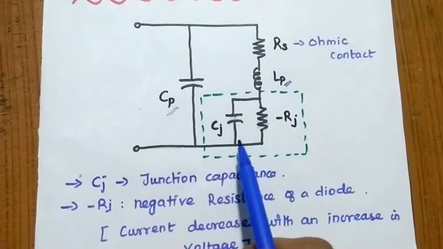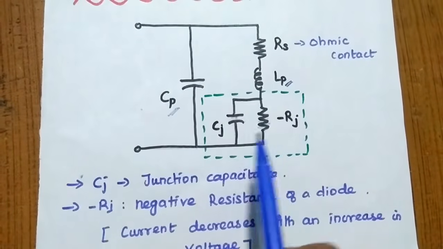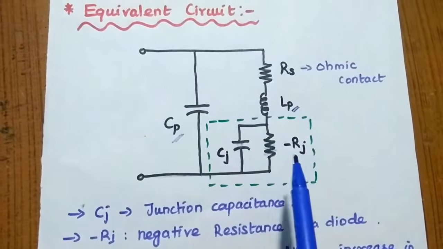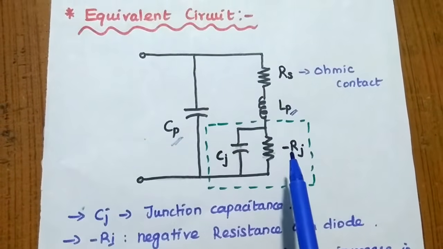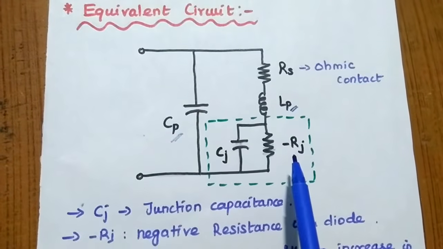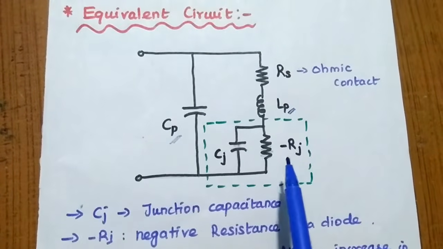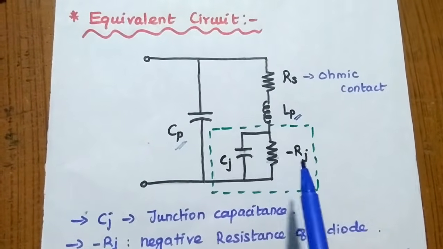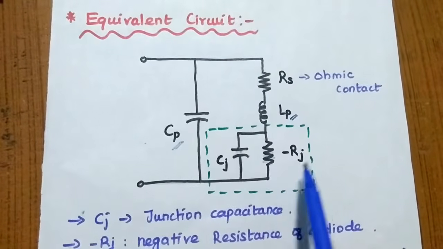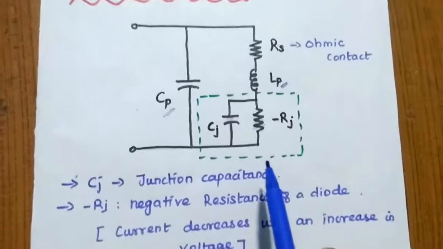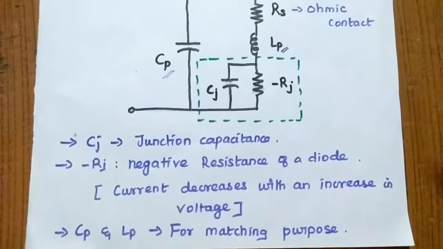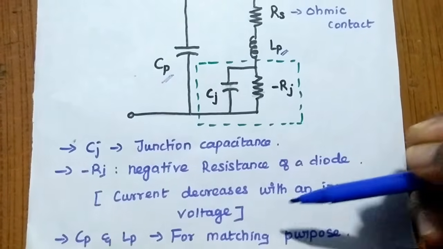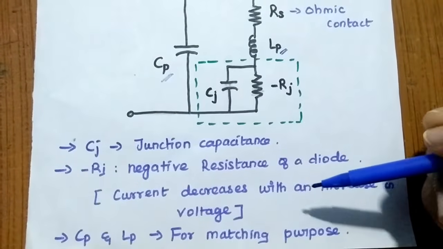So here CJ and RJ. These two are representing the junction capacitance and resistance. The important point here is that the junction resistance value should be minus, because we are going to use the negative resistance characteristics of the gallium arsenide. So negative resistance can be represented as minus Rj. So minus Rj means current decreases with an increase in voltage, just on the negative side, opposite side.